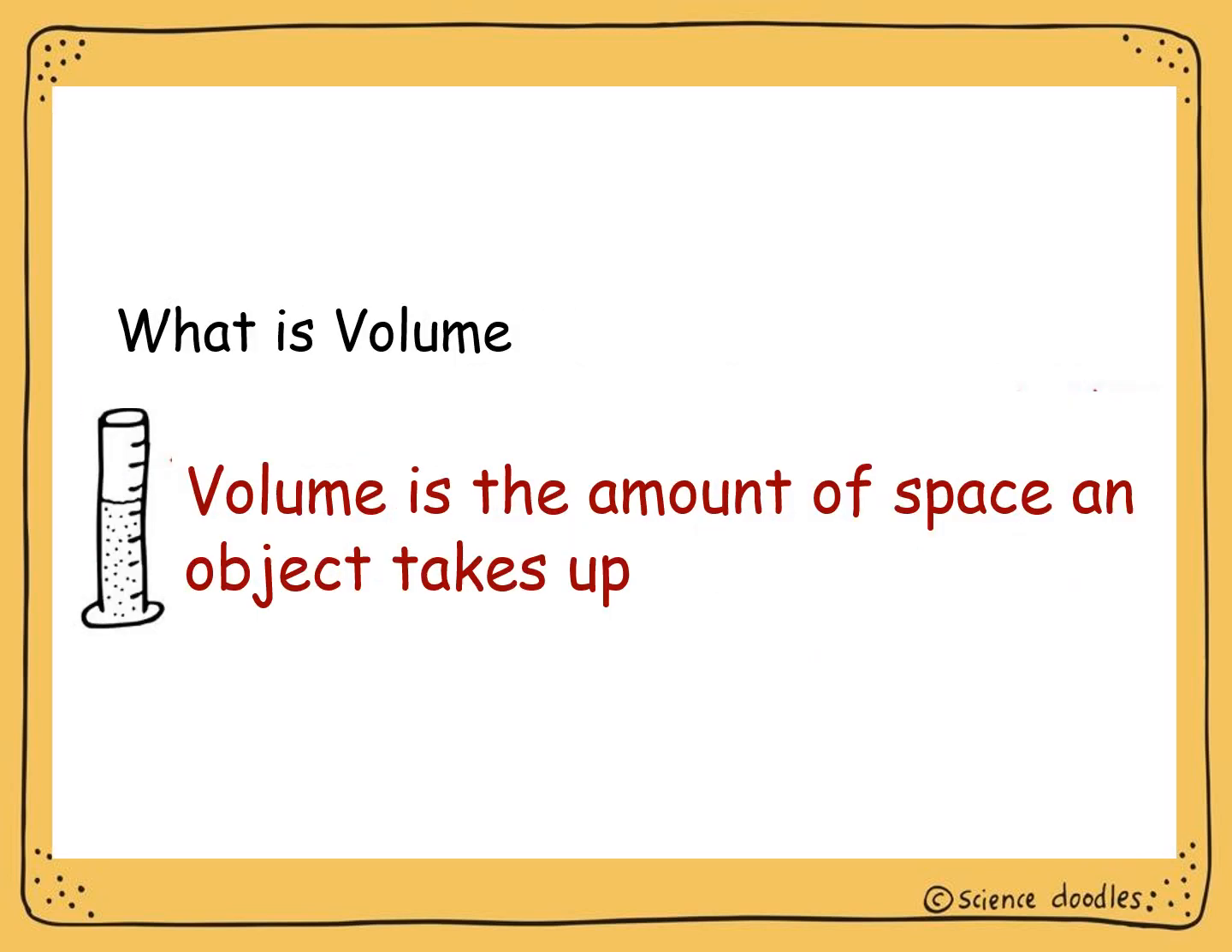Volume, on the other hand, is not all the matter that makes up that object, but instead the amount of space an object takes up. When we think about that graduated cylinder and we pour water in it, the water is now taking up all that space in our graduated cylinder. Once we reach the top of the graduated cylinder, there's no more space. We can't put anything else in it. So the volume is the amount of space that that water takes up.